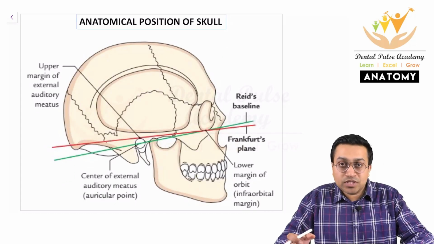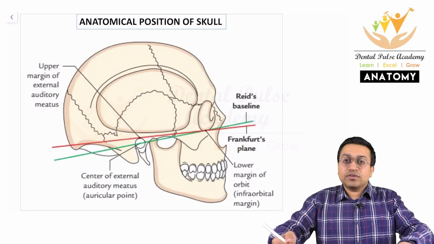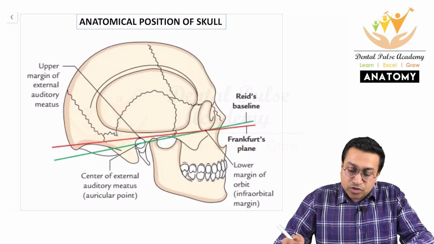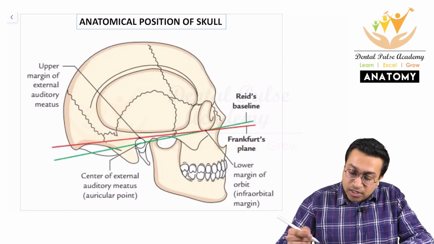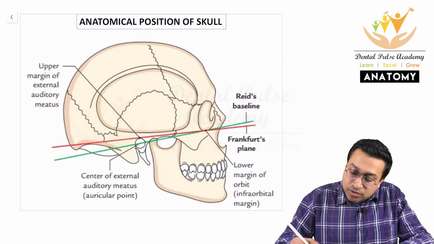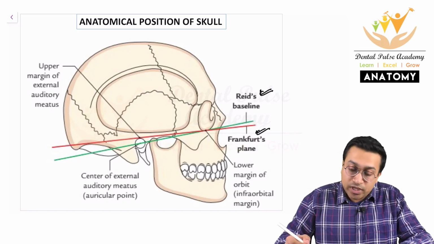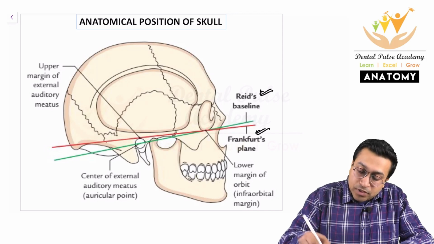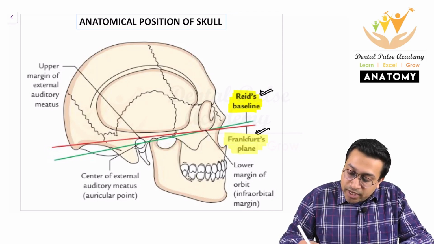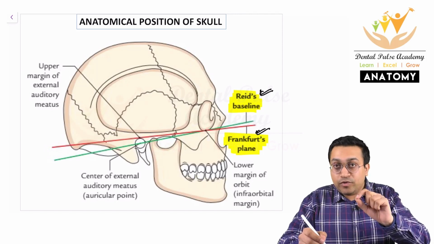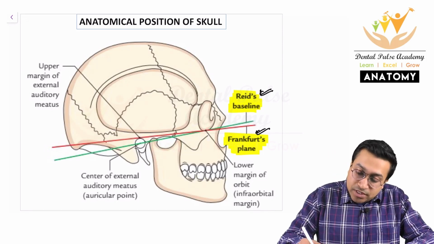First and foremost, as we know, for any bone in the human body, we need to discuss the anatomical position. So how will you find the anatomical position of the skull? There are two things: one is the Frankfurt's plane and one is the Reid's baseline. We need to know which points both of these are actually passing through, point A and point B. So let us see one by one.